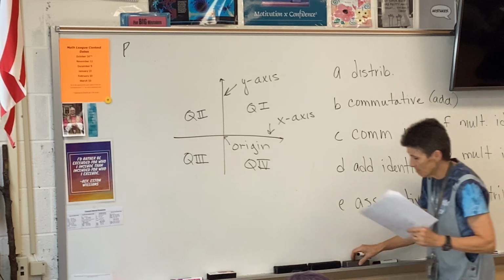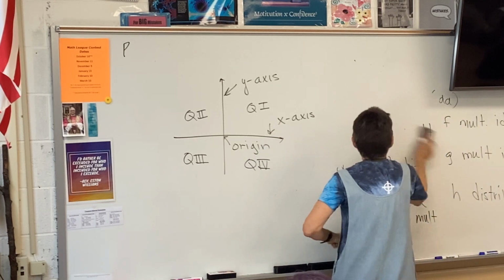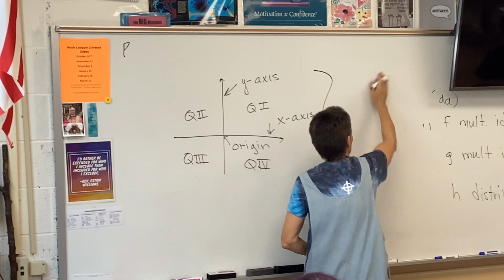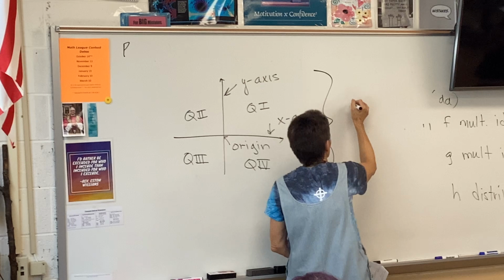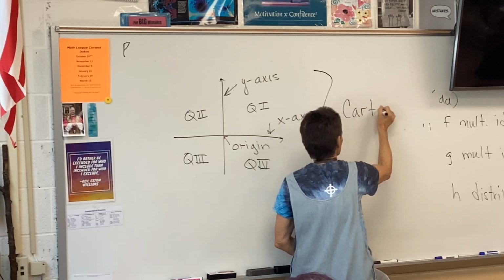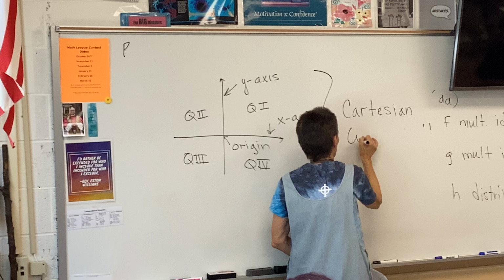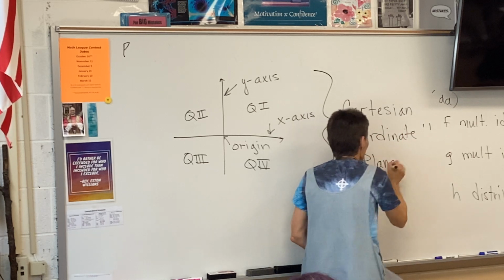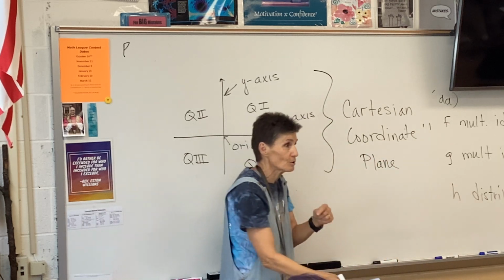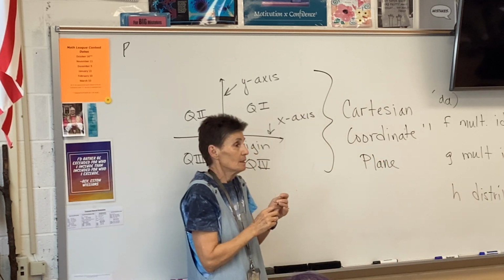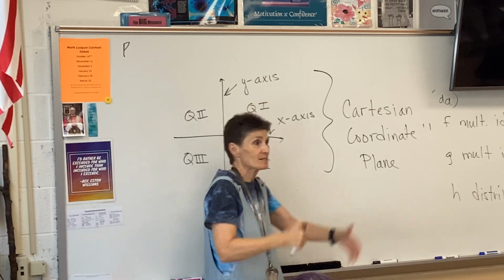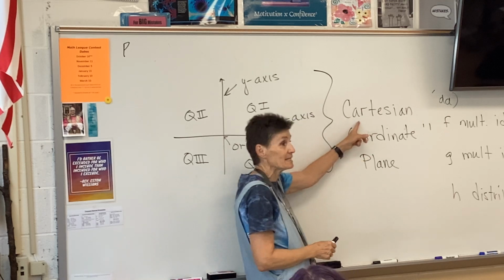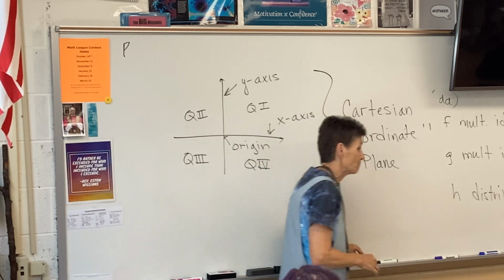This system, this setup here, is called, anybody know what it's called? Anybody know what this whole setup here is called? It's called the Cartesian coordinate plane. And up until this course, you were allowed to just call it the coordinate plane because it's the only one you ever use. But there are other coordinate planes that we will discover. This is the Cartesian. Rene Descartes.